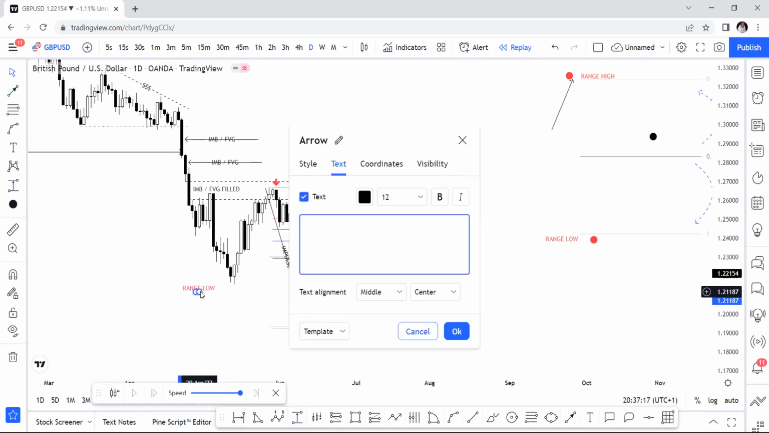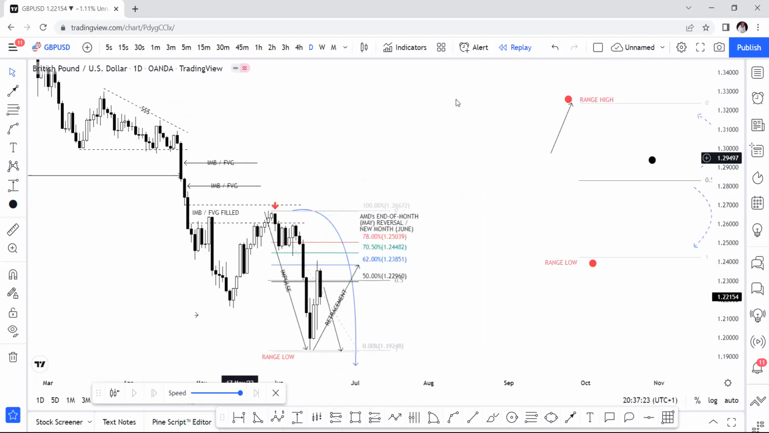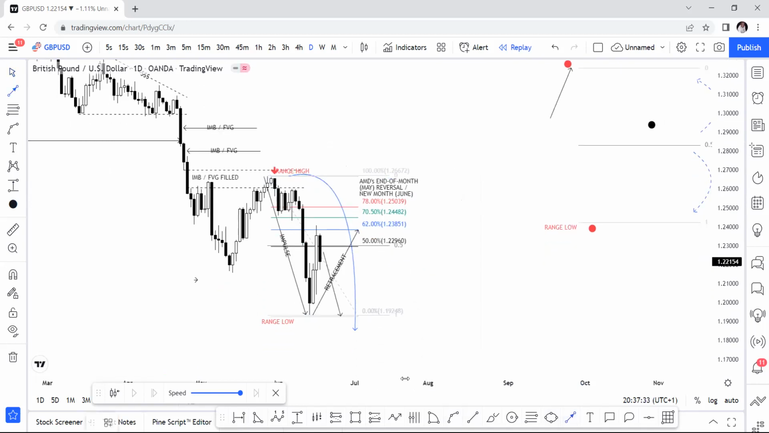But the growth will be once we get a bust outside this range low. This is range low and this is range high. So we're going to get a bust outside this range, which will give us a good upward move to this imbalance.